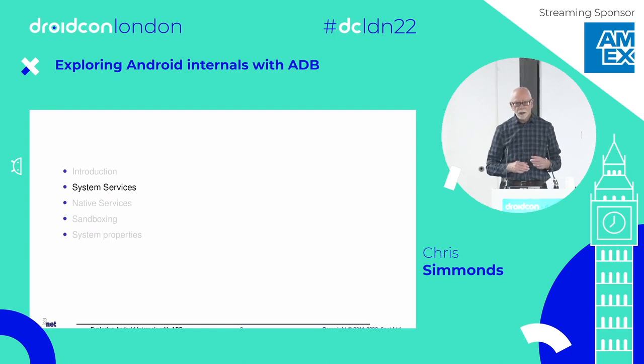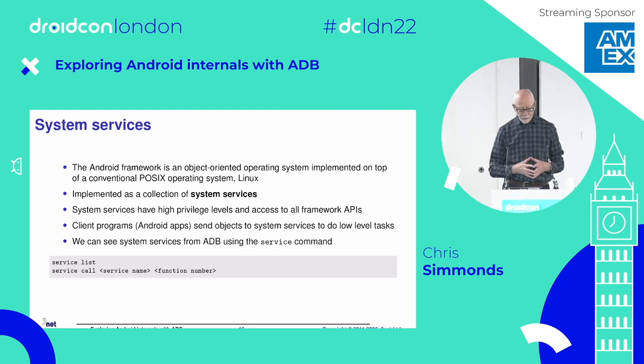So let's talk a little bit about these system services. Android is an object-oriented operating system implemented on top of a POSIX operating system. So the POSIX operating system essentially is Linux, but in the Android framework, we have these system services, which are essentially Java objects, and they can pass Java objects between themselves in terms of binder parcels. So this is where the work really gets done.